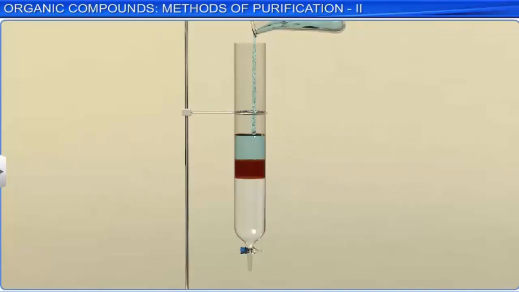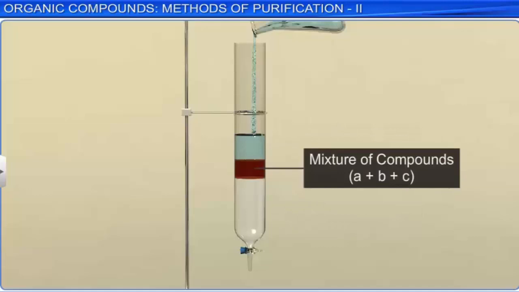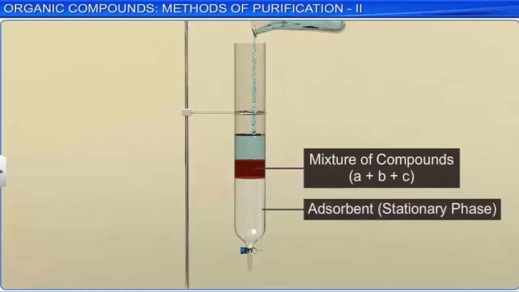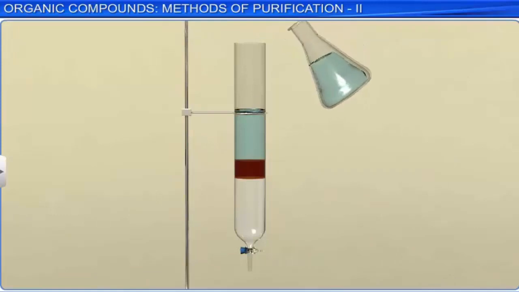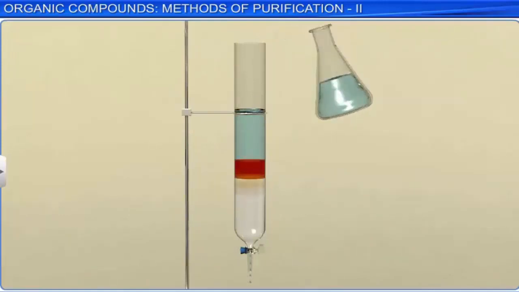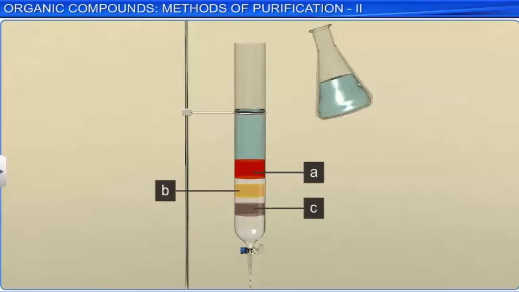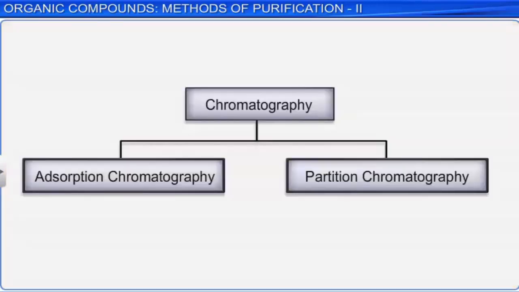In this method, the mixture of substances is applied onto a stationary phase, which may be a solid or a liquid, and a pure solvent or a mixture of solvents, or a gas as a mobile phase is passed over it. The components of the mixture get gradually distributed between the two phases. Thus, the components in the mixture are separated from one another. Based on the principle involved, chromatography is divided into two types: adsorption chromatography and partition chromatography.